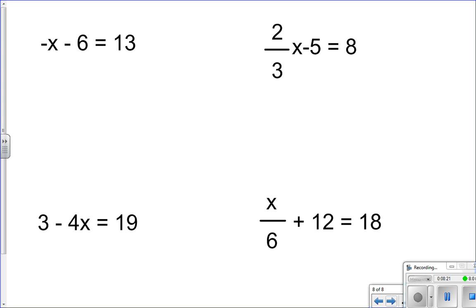All right, so I want you to try these 4 on your own as a little test to see how you do. It's important that you do these because as we keep moving on, equations are going to get a little harder.